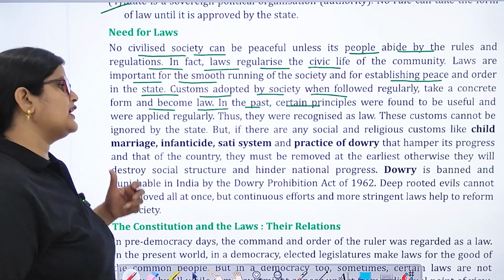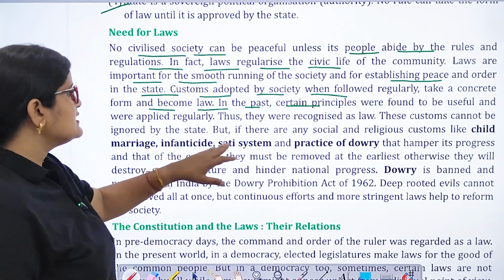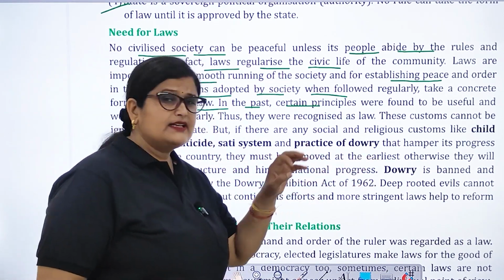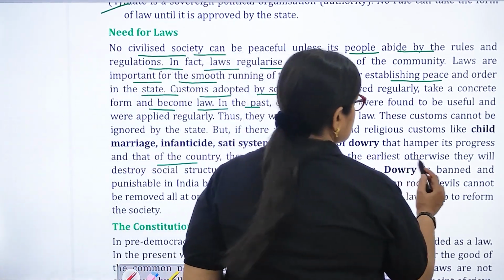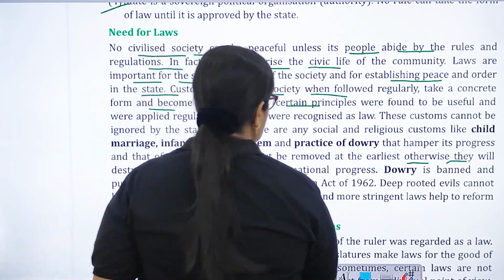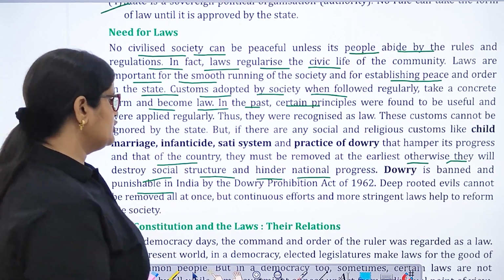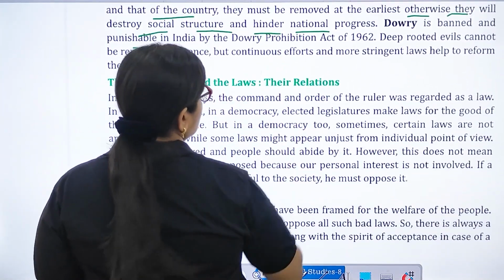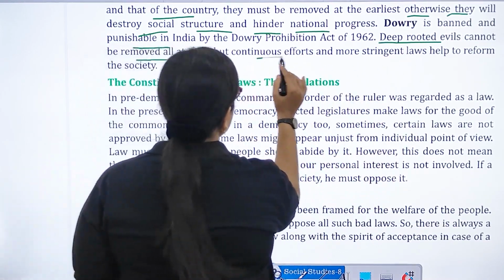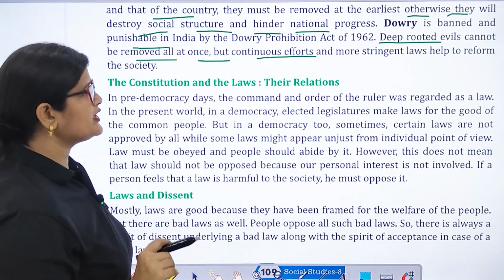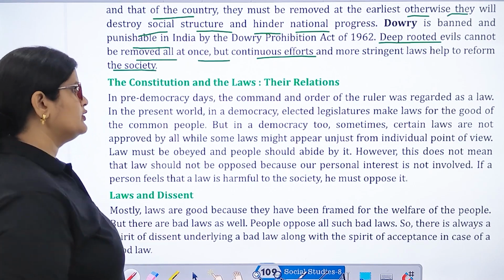But if there are any social and religious customs like child marriage, infanticide, sati system, and practice of dowry that hamper its progress and that of the country, they must be removed at the earliest, otherwise they will destroy social structure and hinder national progress. Dowry is banned and punishable in India by the Dowry Prohibition Act of 1962. Deep-rooted evils cannot be removed all at once, but continuous efforts and more strengthened law help to reform the society.